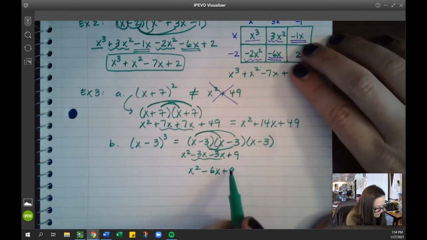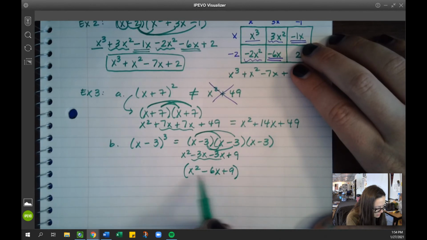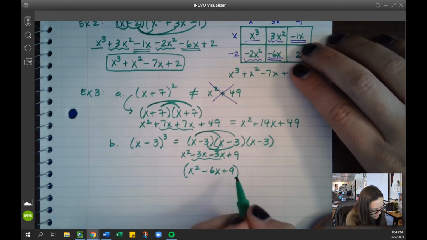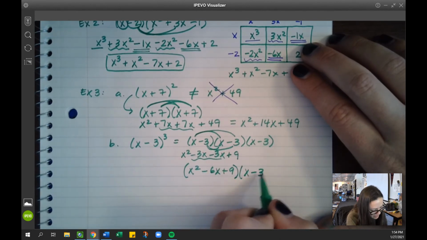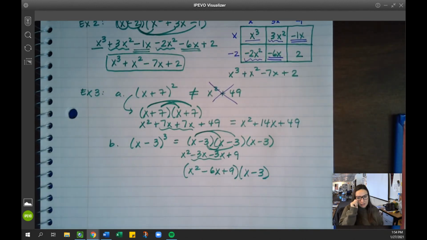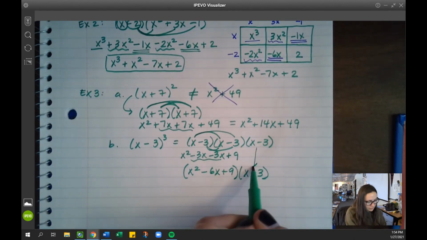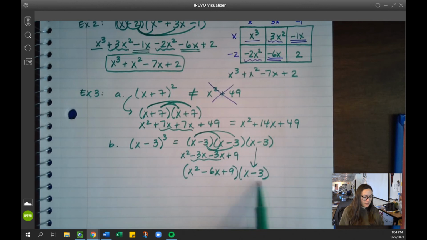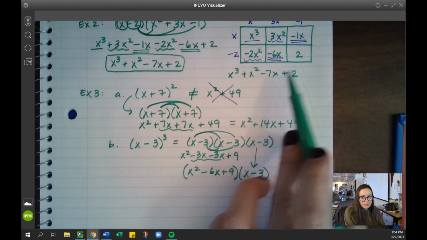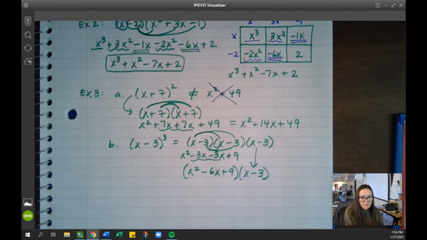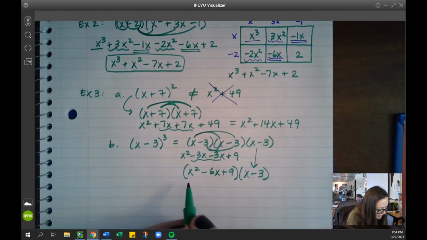Now here's the thing. I'm going to take what I got from multiplying those two together, and then I'm going to multiply that by the final factor there, x minus 3. So then we do the process again, and it's just a distributing problem. If I wanted to, I could use the box method like I showed you up here, but I'm just going to go through and distribute.